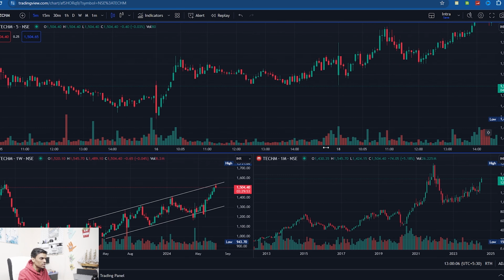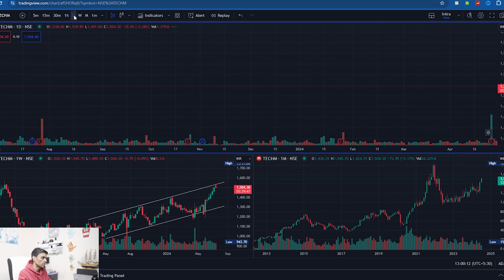This chart I created myself. That's how I work when it comes to finding patterns on a chart. I use this as a 1 day chart, and then I have 1 week and 1 month. Basically, that gives you an overview of what is happening with that particular chart or stock.